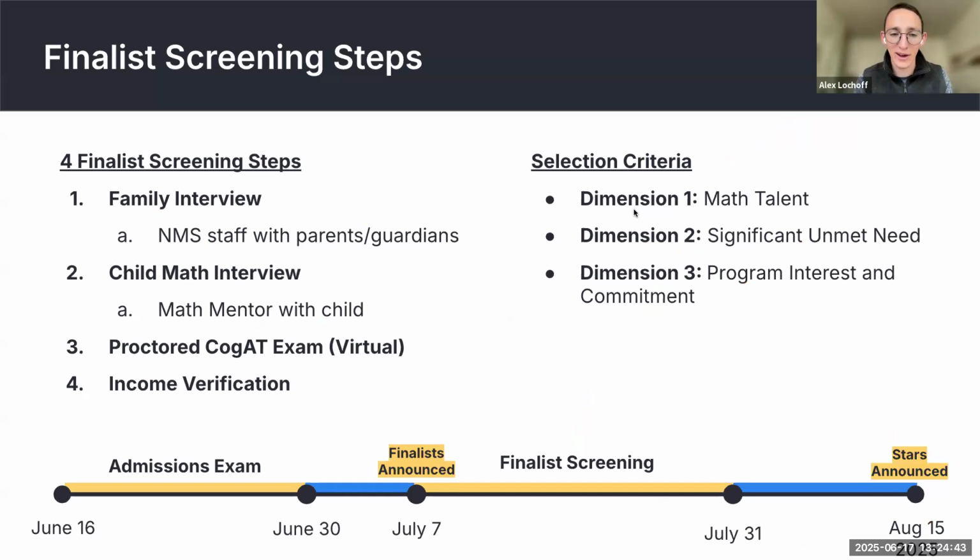If you are selected as a finalist, there will be some additional steps for you and your child to complete in the month of July.